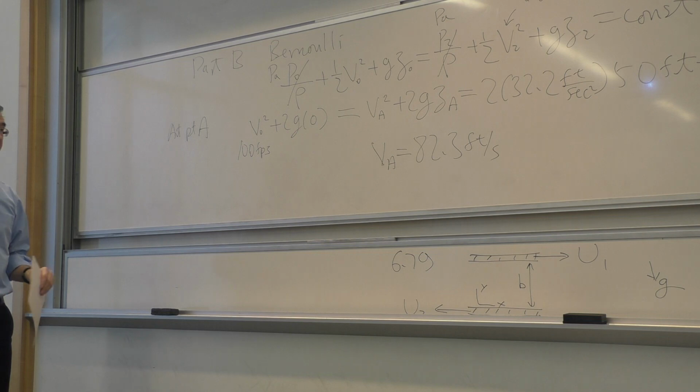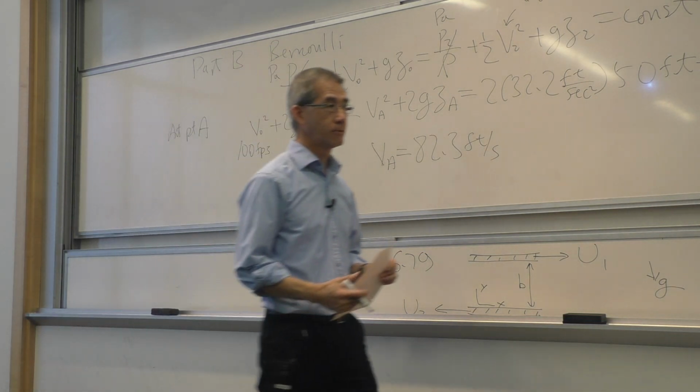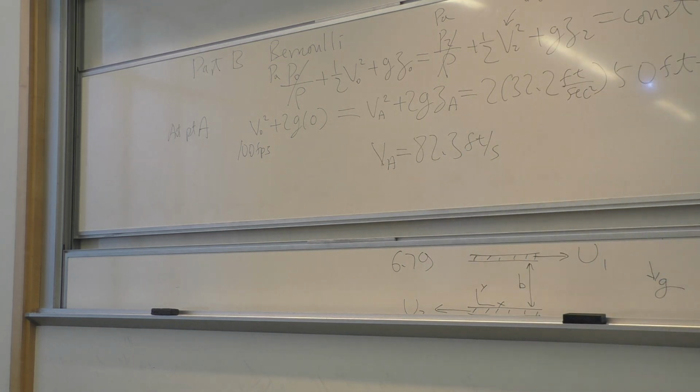So the velocity has changed. Starting from 100 feet per second at the base, at point A it becomes less due to gravity. And as the point made earlier, because the velocity is changing, the area of the jet, from continuity, is also changing.